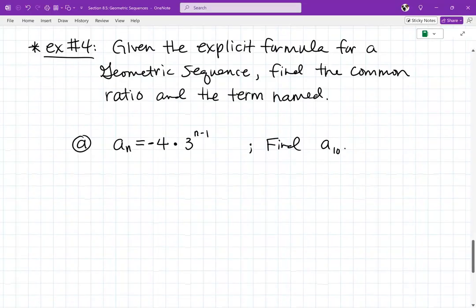So example 4 says if I give you the formula, so here it is, a sub n equals -4 times 3 to the n minus 1. Can you find the common ratio and then find the term named? Find a sub 10. Okay, so if I give you the formula, can you find the common ratio, the R value, and the term named? So what's the R value in part A?